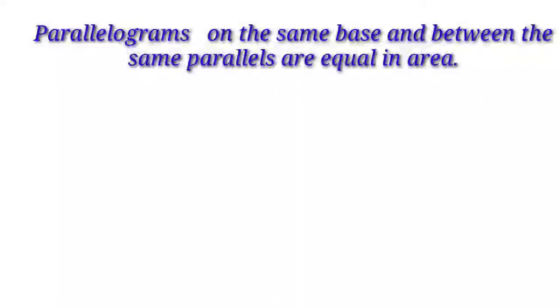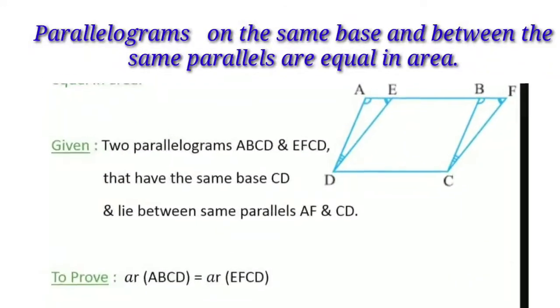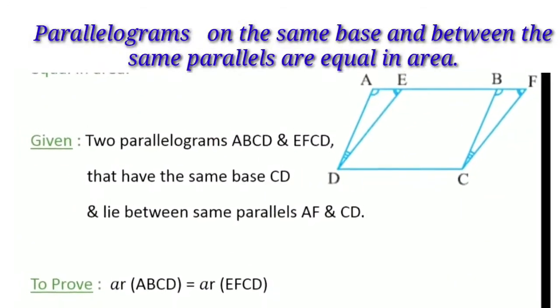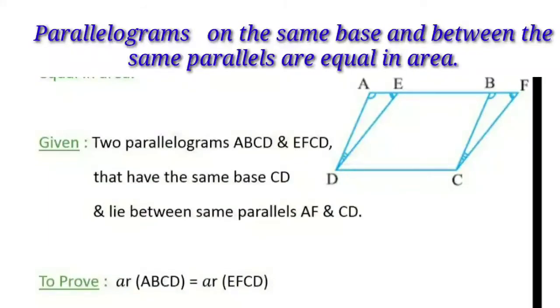parallelograms of the same base and between the same parallels are equal in area. So look at the diagram here. Here ABCD is a parallelogram and EFCD is another parallelogram. Both have the same base CD and both are between the two parallels AF and CD. So the area of ABCD equals the area of EFCD.